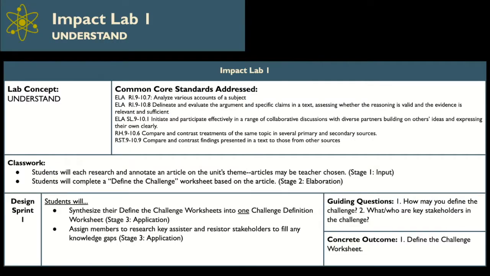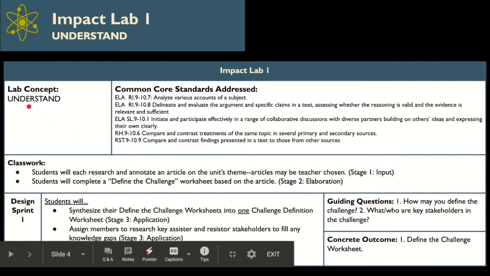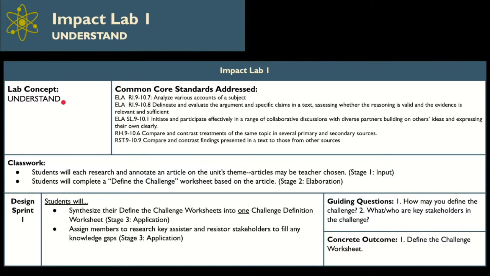Let's go into details on the actual format of the unit. Okay. As you can see over here, we're in our first benchmark area of understanding the challenge or systemic problem. We have Common Core standards for English, history, and the sciences. Taking a look at our first section, this is the classwork. This is what they do in the class. So students will, and you'll have your goals right here, your objectives.